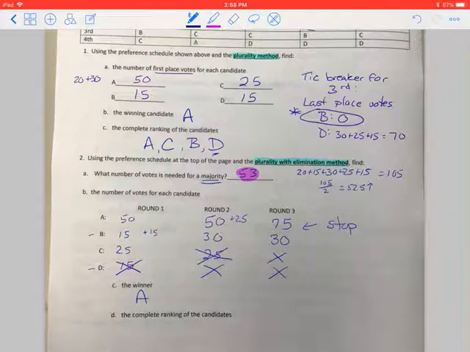And I can see A and B were the only ones left, so B will go second. And then I have to go backwards of the order I kicked them out. So I kicked out C second, I kicked out D first. So A, B, C, D.